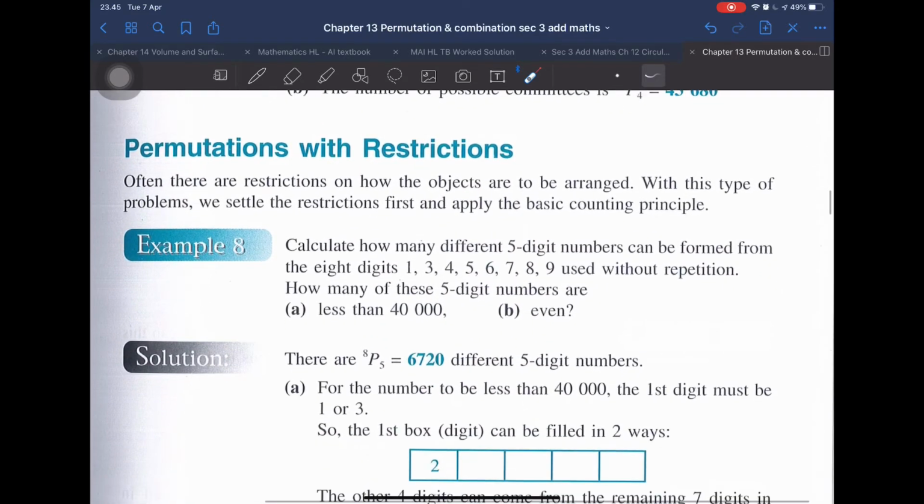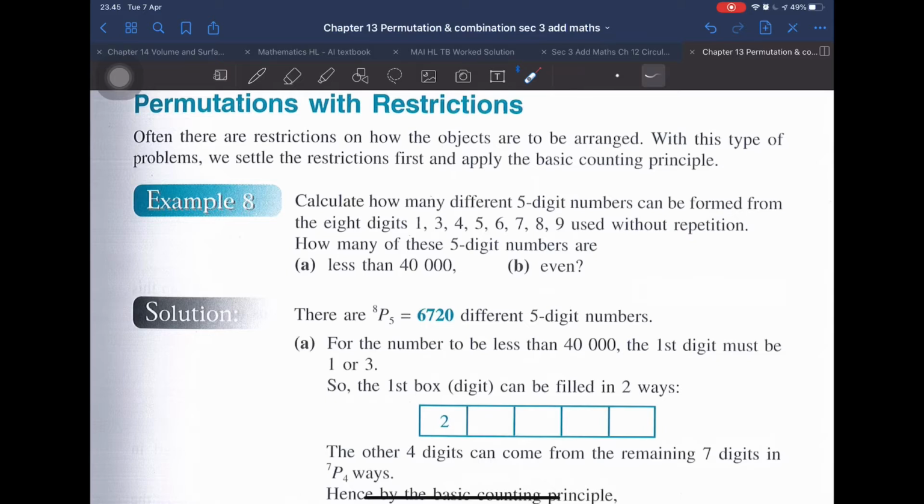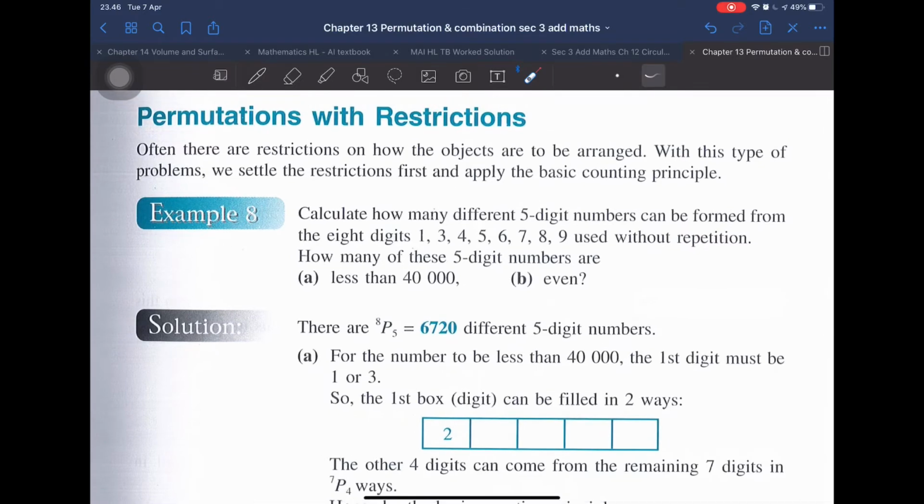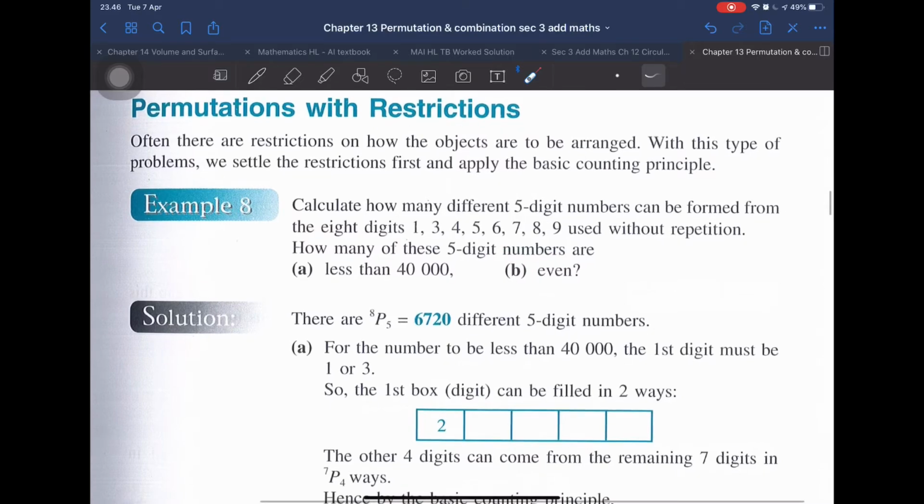Next, permutation with restriction. What does it mean by that? Restrictions mean there are requirements that we need to follow, such as what? Let's see. Calculate how many different 5-digit numbers we can form from the numbers 1, 2, 3, 4, 5, 6, 7, 8. There are 8 digits that we can use, and we have to select 5 from 8. And then the requirement is less than 40,000. So how do we solve that?